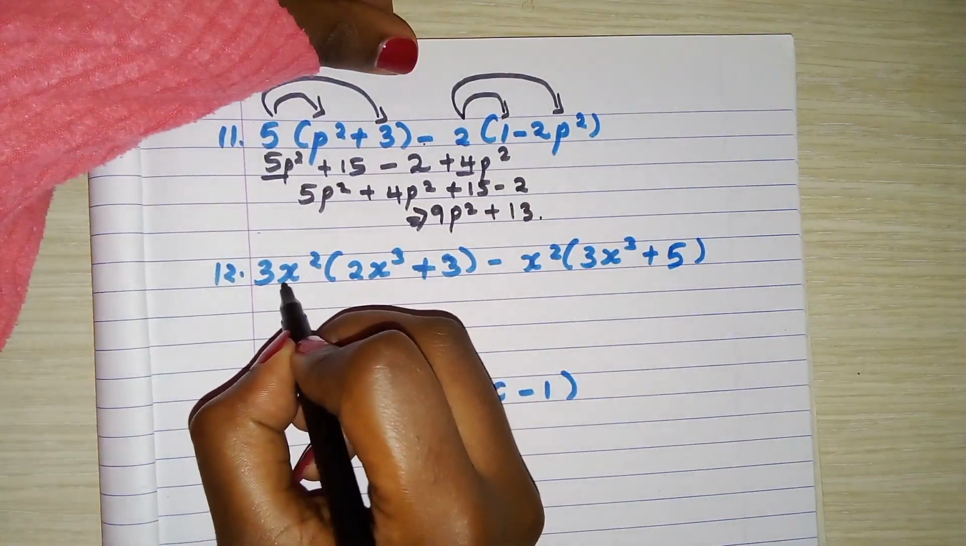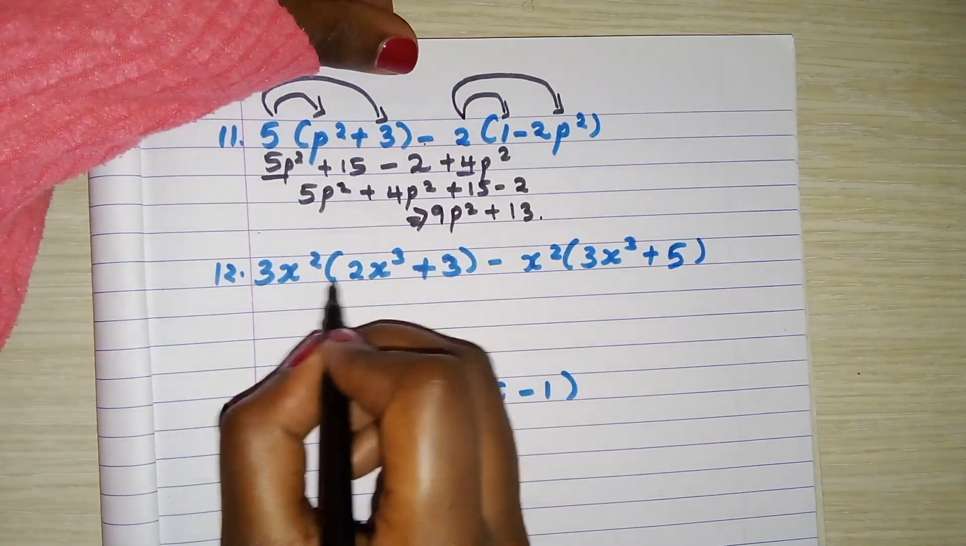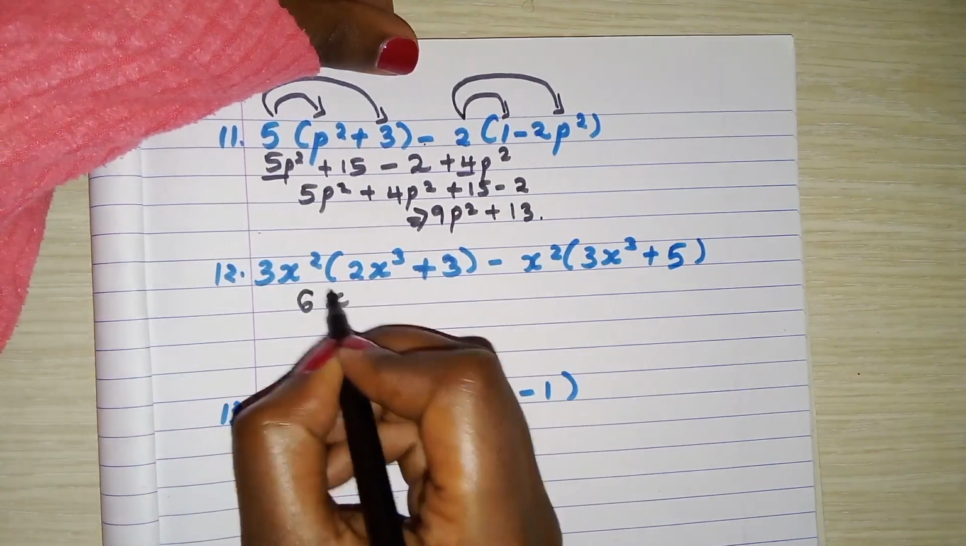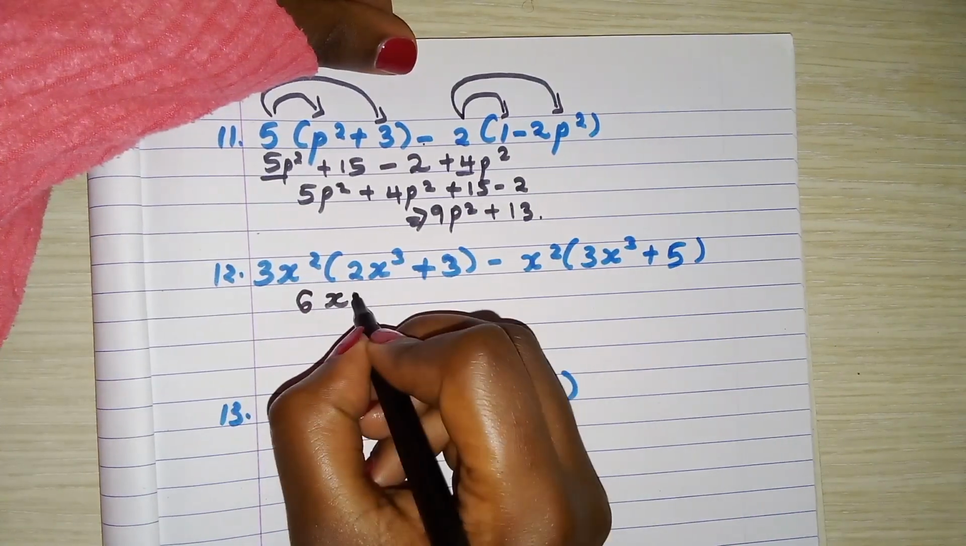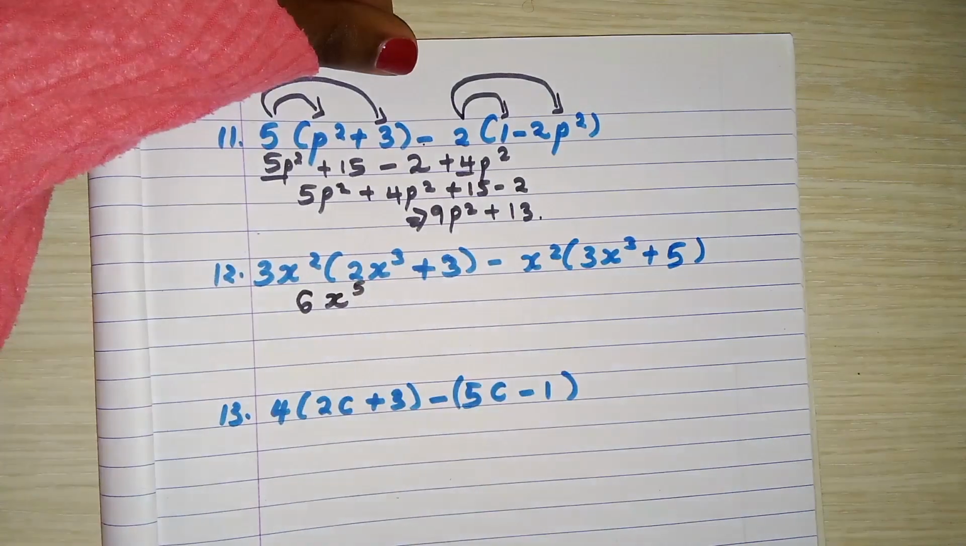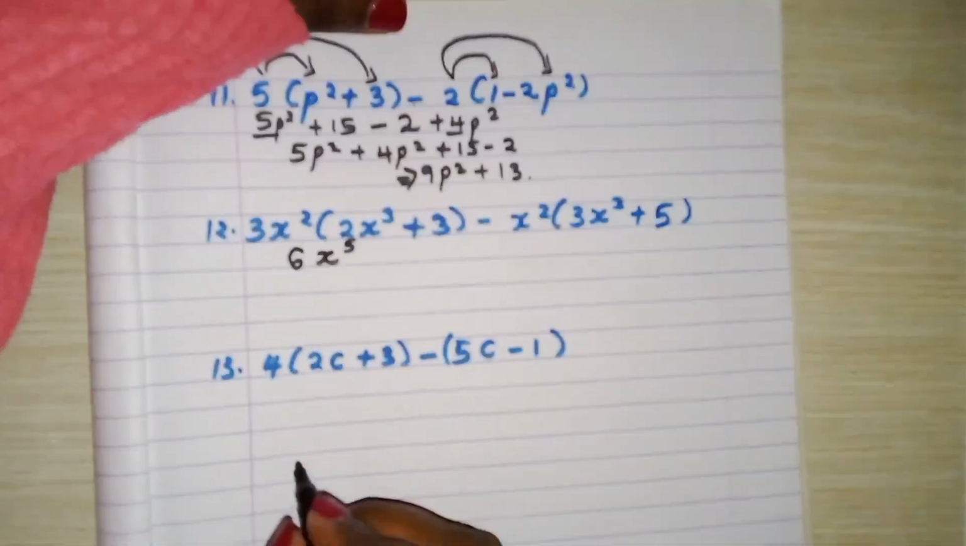Okay, so 3x squared times 2x power 3. So we do 3 times 2 is 6. And then 2 plus 3. 2 plus 3 is what? 5. If you want to understand this one, let me expound more on this one over here.